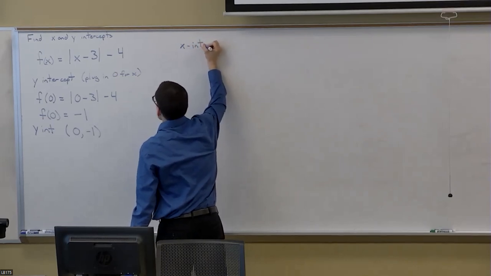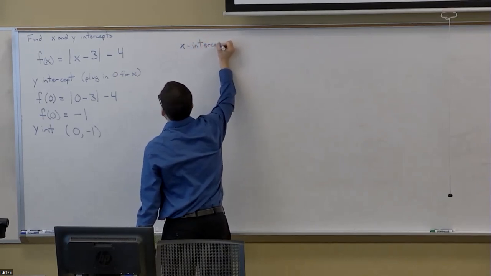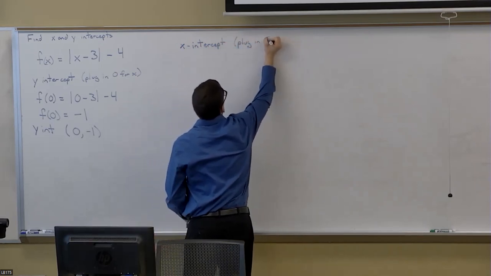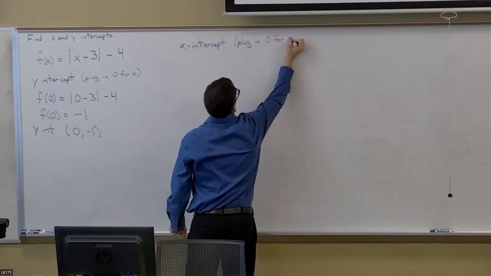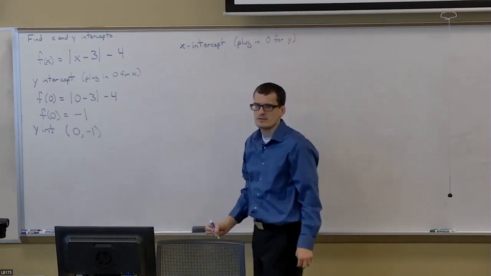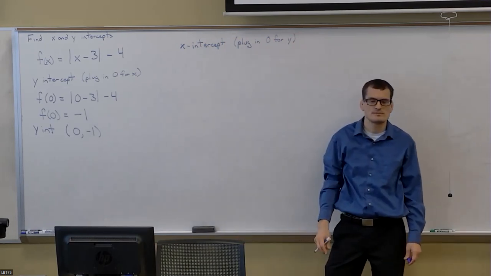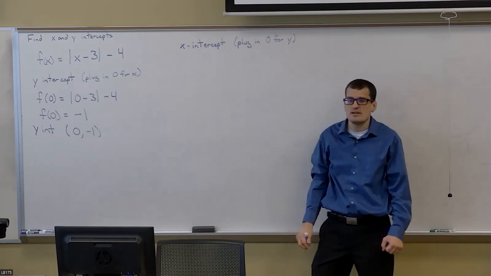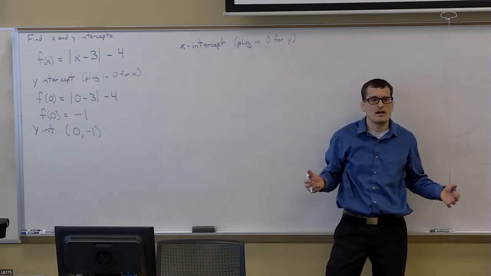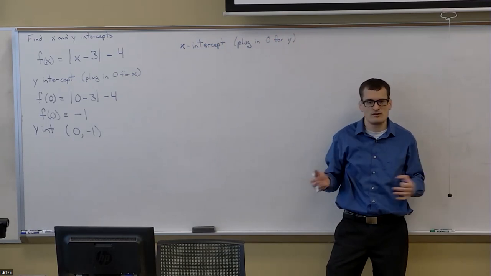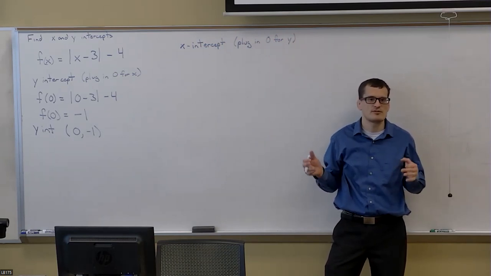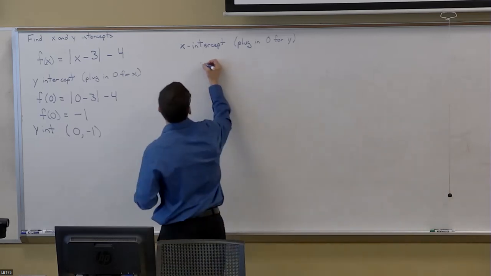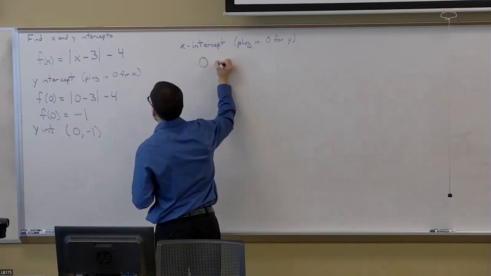Now the x-intercept, we have to plug in 0 for y. When we say plug in 0 for y, we hopefully all know now that f of x is a stand-in for a y value, right? An output value. So we plug in 0 for the f of x.